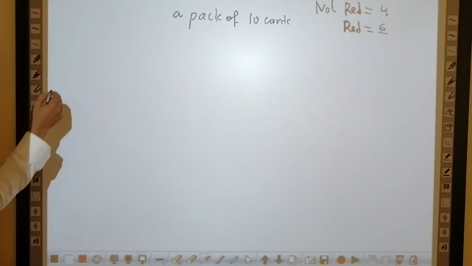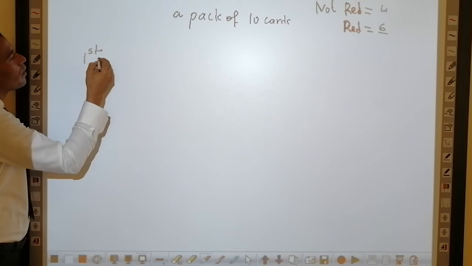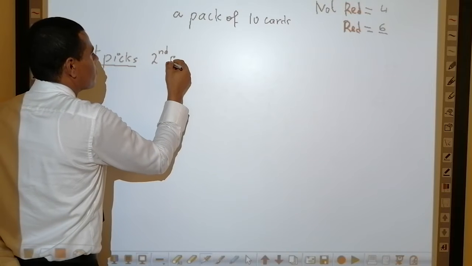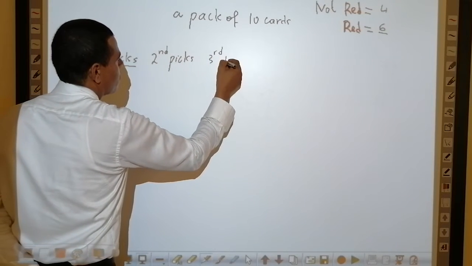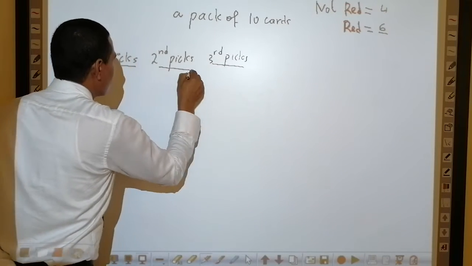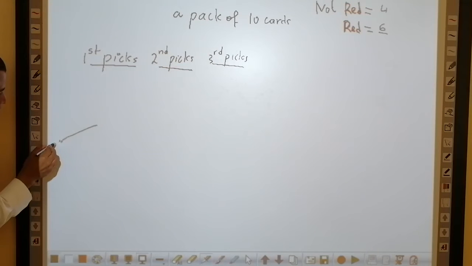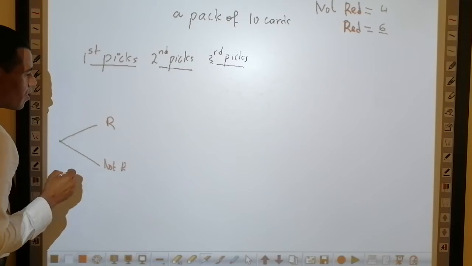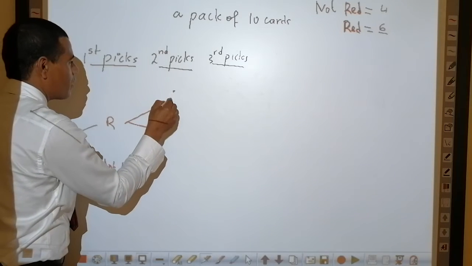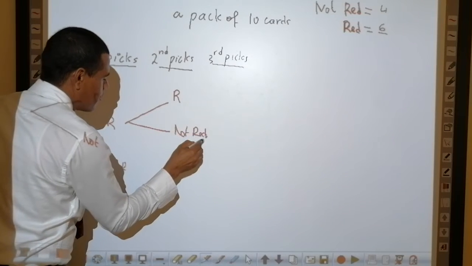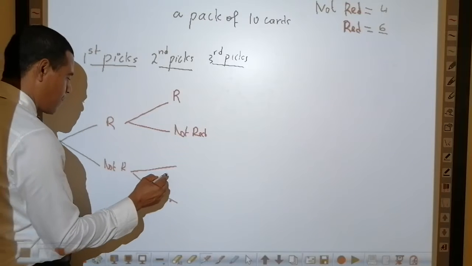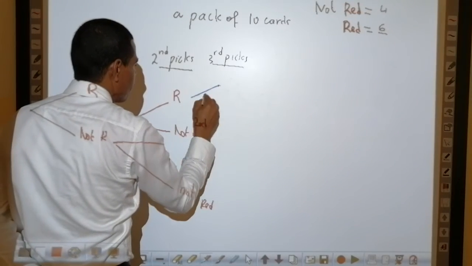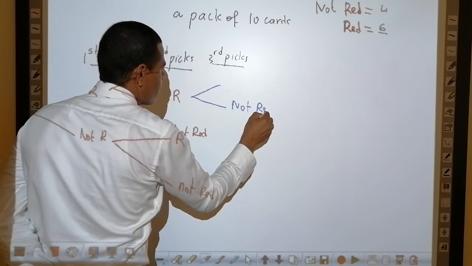Okay, so I will do it. The first pick. Second pick. Then third pick. I'll choose as you like. I will start from that. This is red. This is not red. Then, the second pick, I will choose what? Red, then not red. Then also here, I will make it like that. This is red and not red. And for the third pick, we have not red and red.